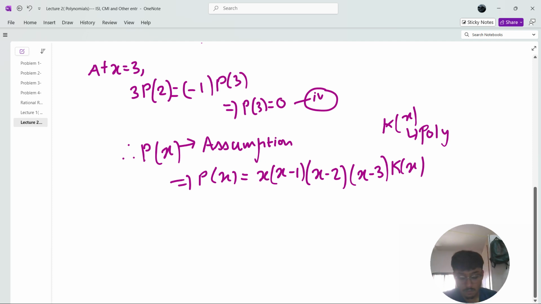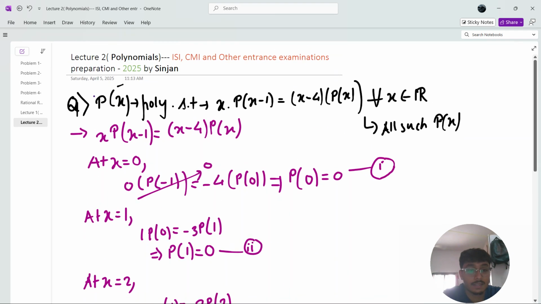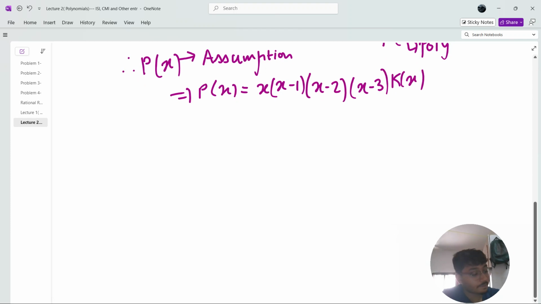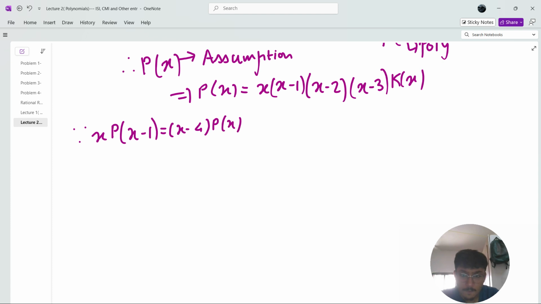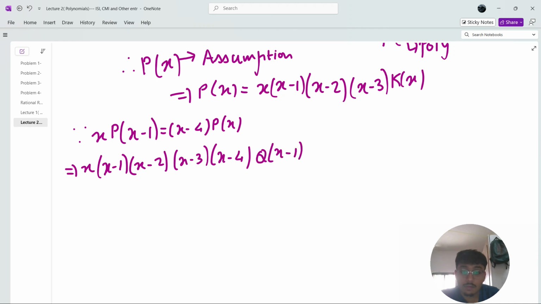Next, what do we have? We try to put this p of x in the equation which was given earlier, that is my original equation. Now since x into p of x minus 1 is equal to x minus 4 into p of x, so x into p of x minus 1 gives me x minus 1 into x minus 2 into x minus 3 into x minus 4 into q of x minus 1 is equal to x minus 4 into my p of x.